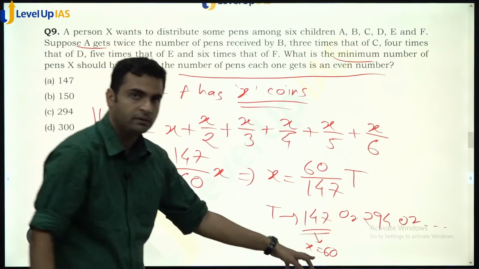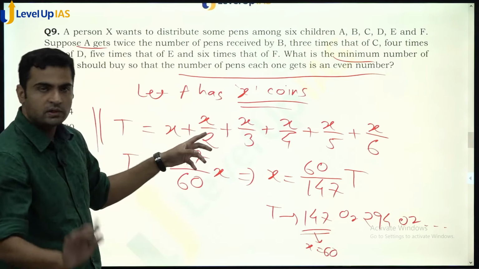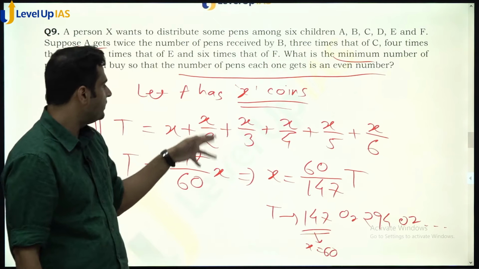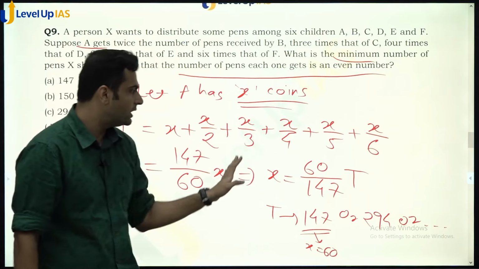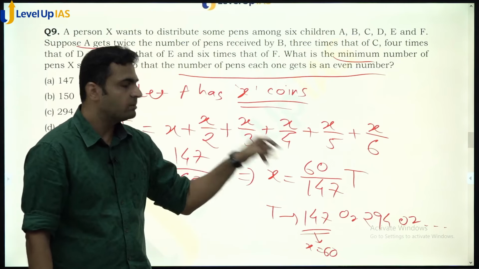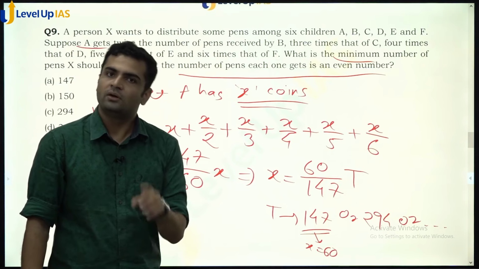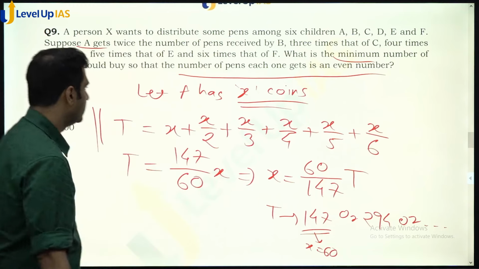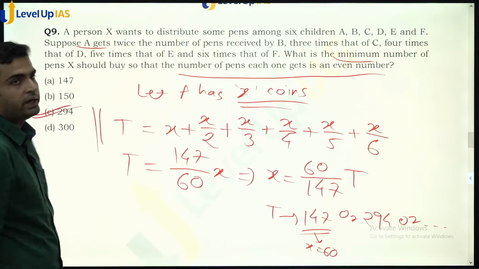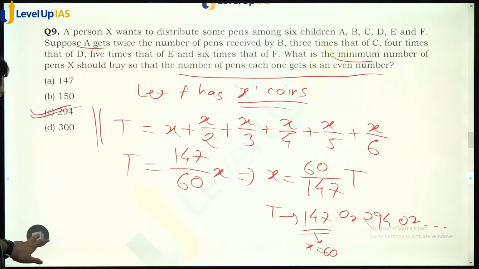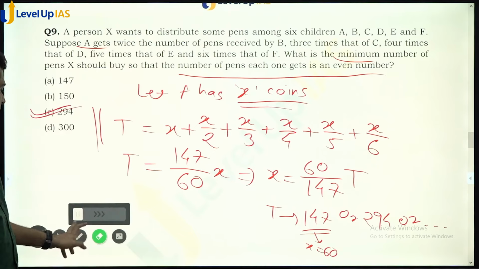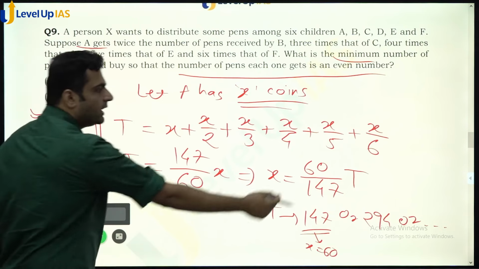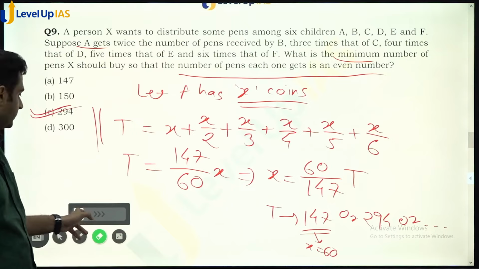So A gets 60 pens, B will get 30 pens, even number. C will get 20 pens. C will get 60 by 4, 15 pens. No, an odd number of pens was given to D, that is not allowed. So the answer must be 294. See, the most important skill in this question is forming this equation and then realizing that pens cannot be a fraction.